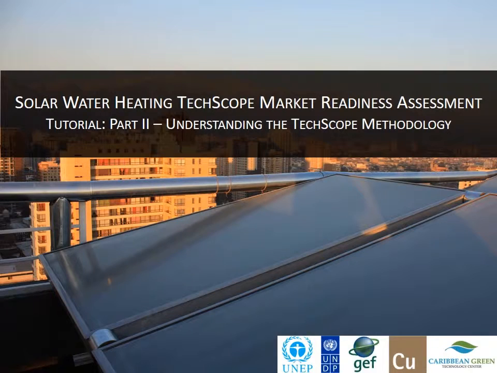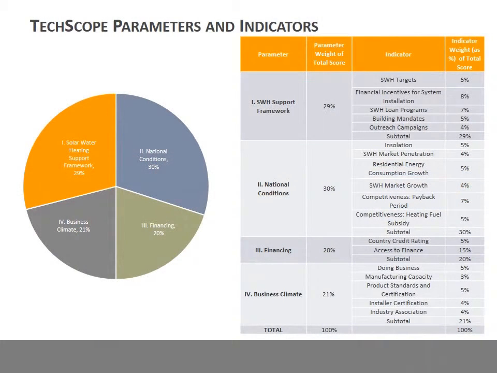In this module, we will provide an overview of the 4 evaluation parameters upon which the Techscope is based: the solar water heating support framework, national conditions, financing, and the business climate. Each of the parameters is composed of indicators that require different calculation methods. There are 18 indicators in total, each of which uses different specific scoring methodologies and weighting.